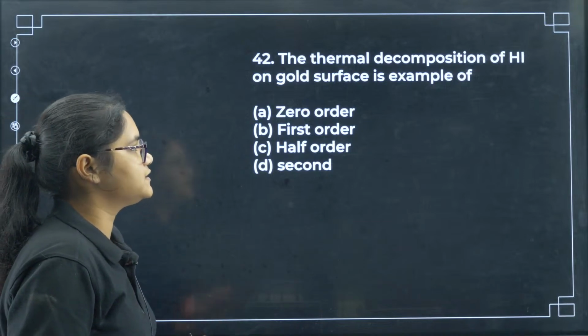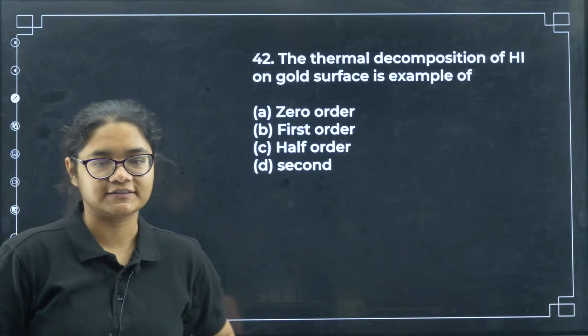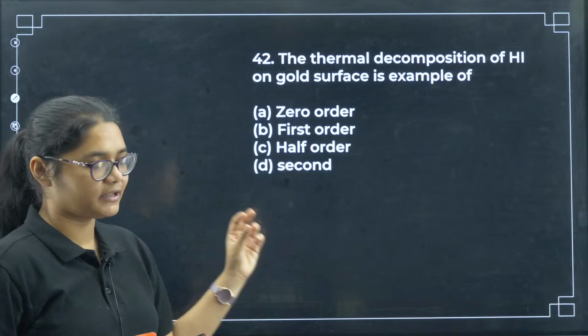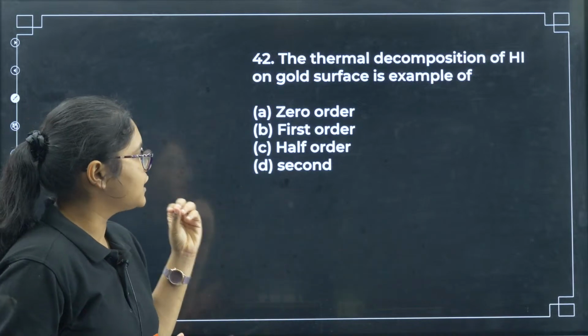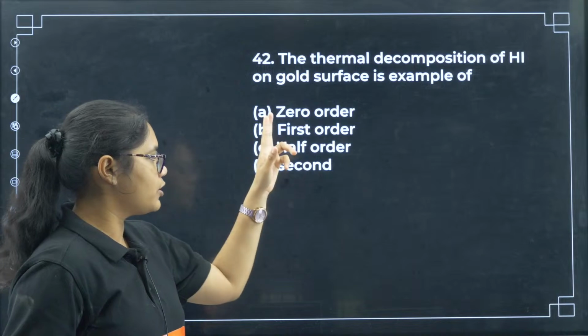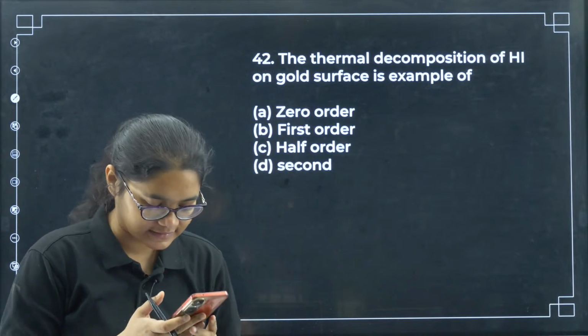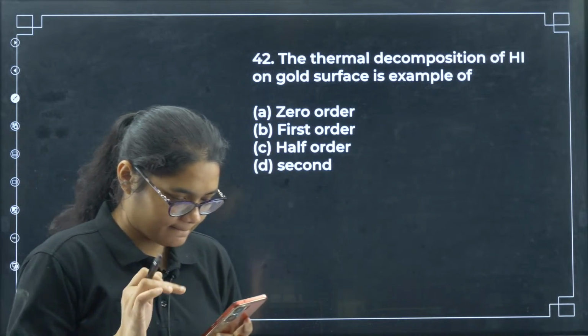42. The thermal decomposition of HI on the gold surface is an example of, again, a surface chemistry question. So thermal decomposition of HI is a zeroth order, first order, half order, or second order reaction?